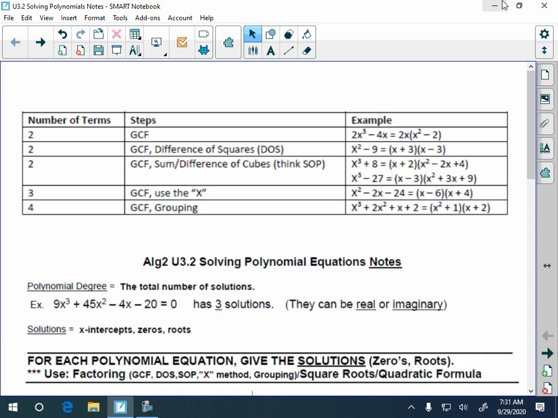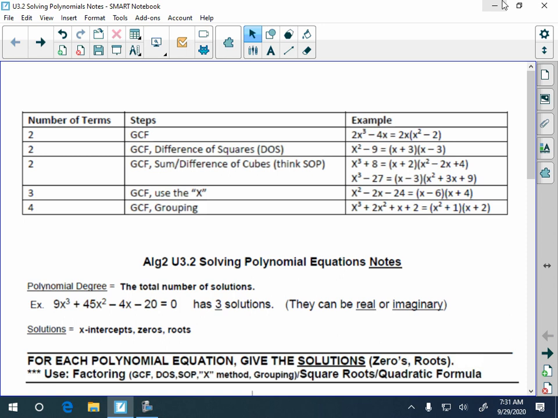steps and all the number of terms, doesn't matter how many terms there are, the first step always is look for a GCF. Once you have that GCF, you have to look at, okay, now what do I have left over? Okay, are there two terms, three terms, or four terms left over? And then you look for the next step.